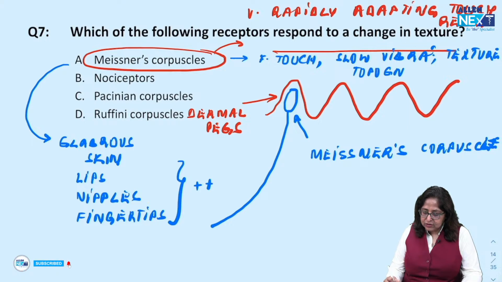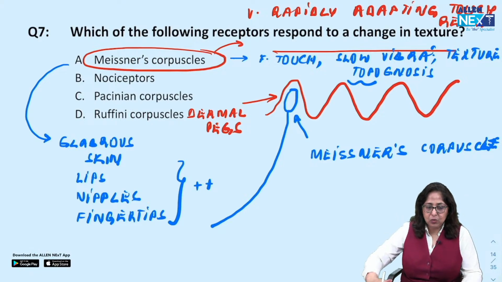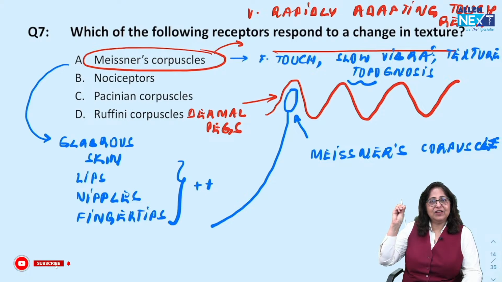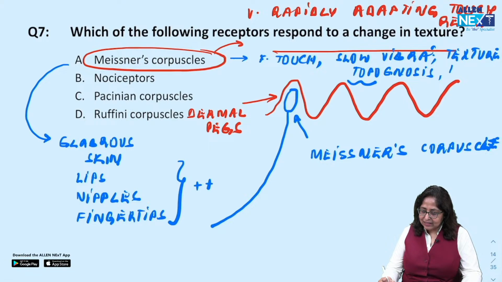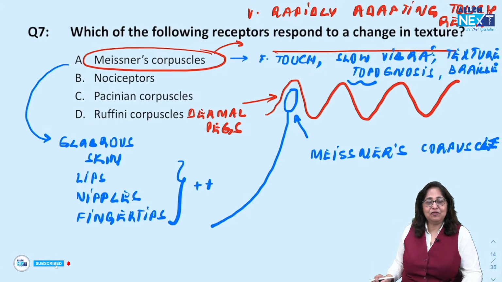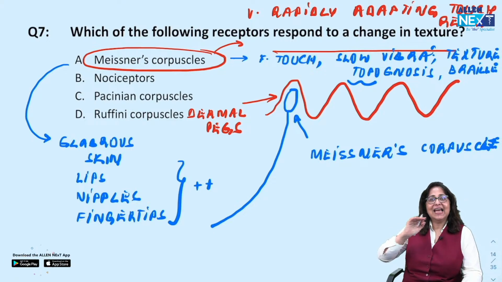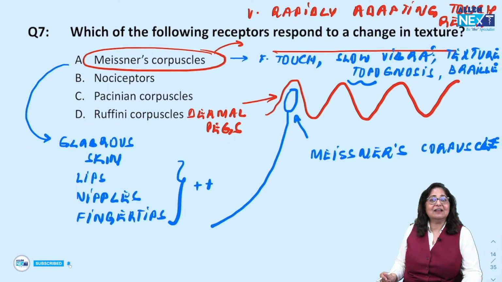Topognosis. What is topognosis? Gnosis is detection, topo is surface. When you want to feel a surface, you use your fingertips, and fingertips have plenty of mucinous corpuscles. So topognosis and braille. Braille is a script for the blind, for the visually challenged. There are elevations and depressions, and they read by running their fingertips on that special paper. So mucinous corpuscles are specially meant for that.